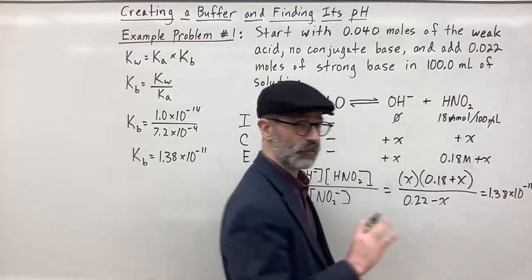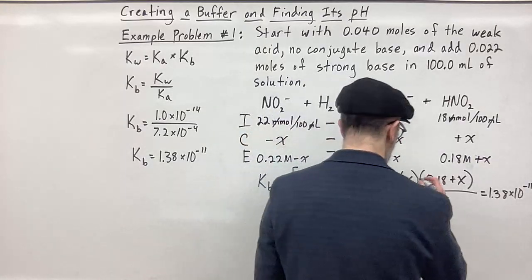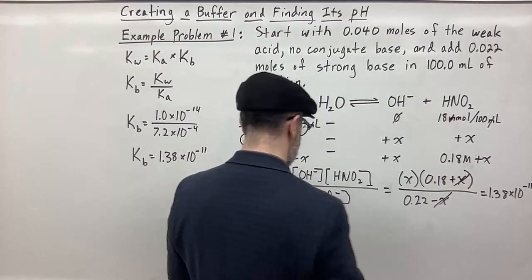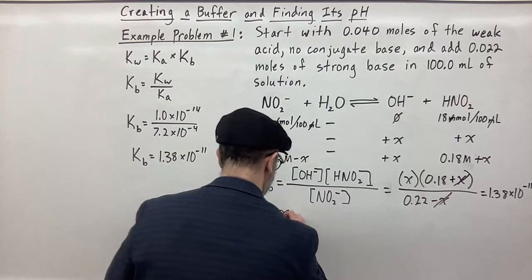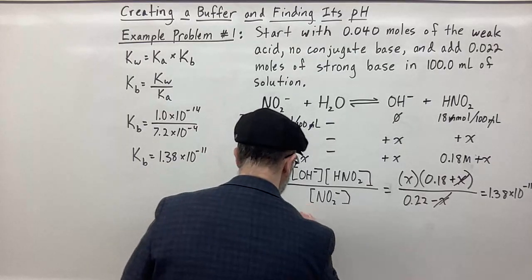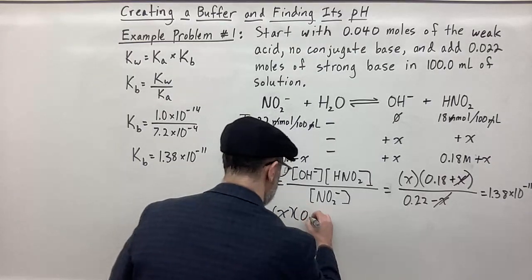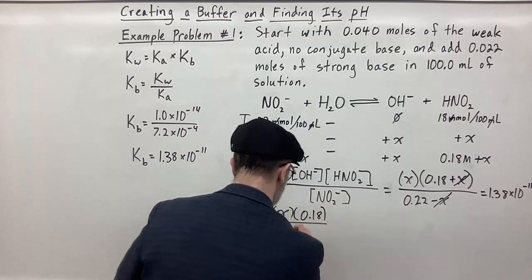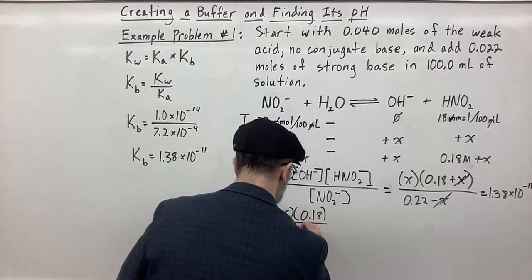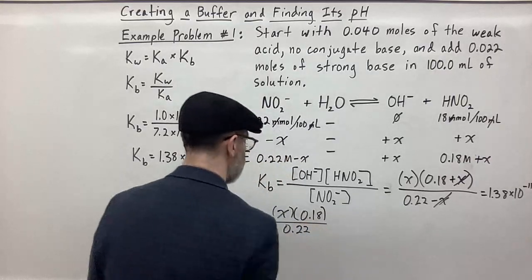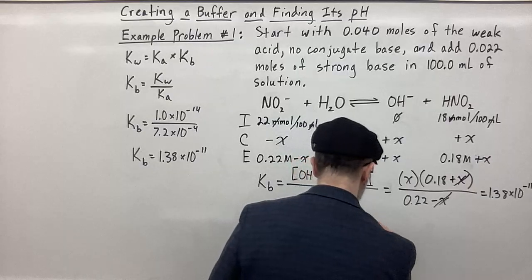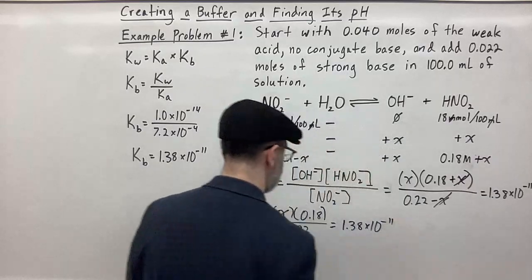And again, you can check with the 5% rule if you want. So we're going to get rid of that X, we're going to get rid of that X, and then we end up with X times 0.18 divided by 0.22 equal to 1.38 times 10 to the negative 11.